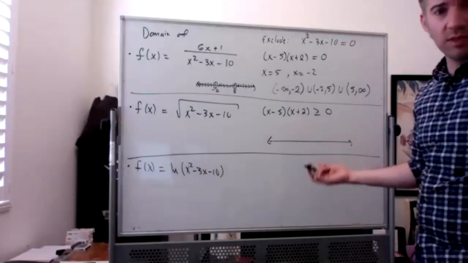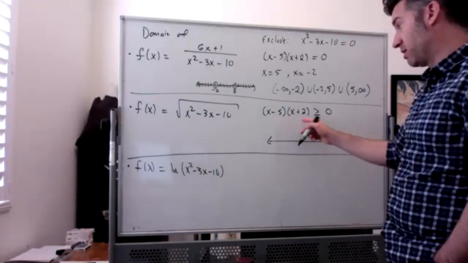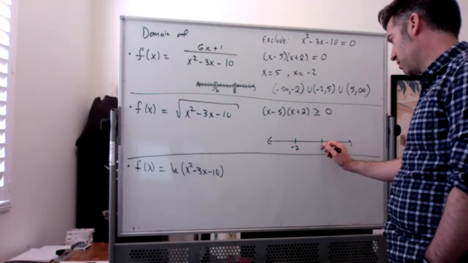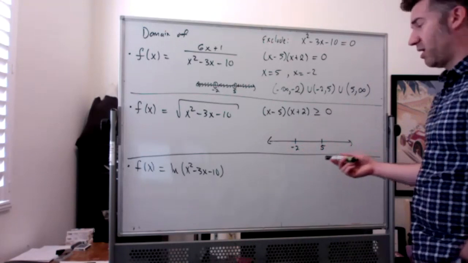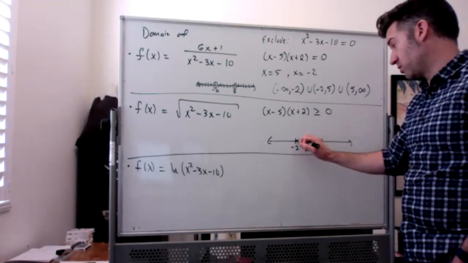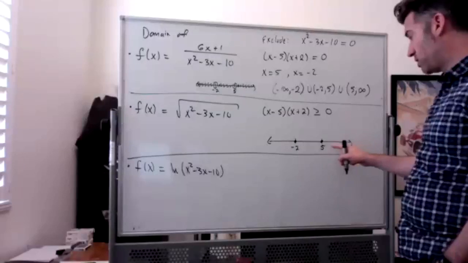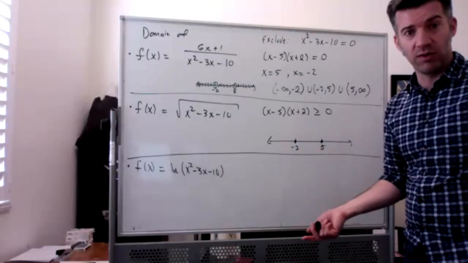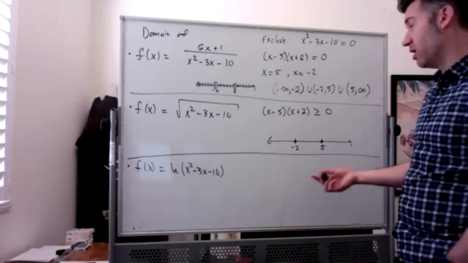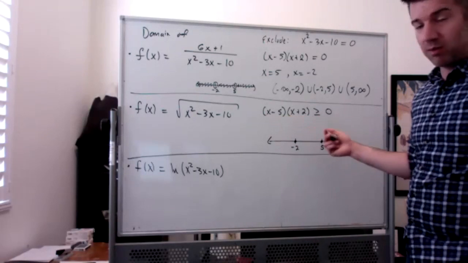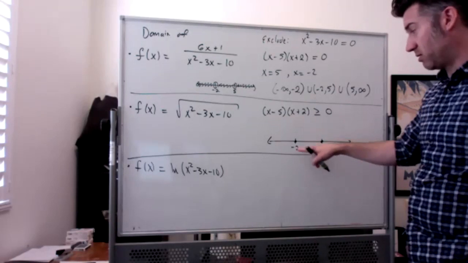So the same zeros are going on my number line, right? The things that make this equal to 0 are negative 2 and positive 5. But now I don't really care that it's equal to 0. In fact, I want to include the points where it's equal to 0. But I need to know which sections of this entire real number line are positive, or which values of x make this expression positive. So I'm going to pick different numbers. I'll pick something in here, something in here, something in here.